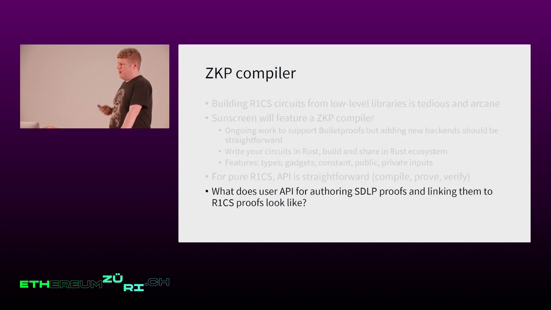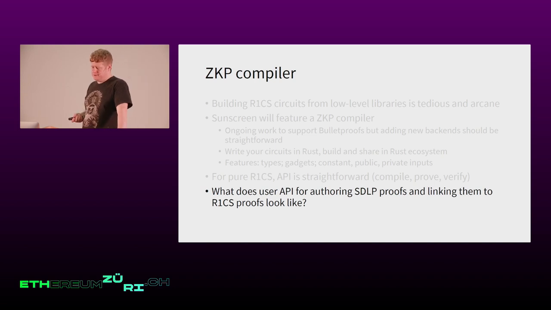However, what happens when we bring short discrete log proofs into the picture? How does one specify that A matrix to set up the proof of ciphertext well-formedness? And how do you specify what you're going to share between the two proofs? This is currently an open question, and we're still iterating on this.